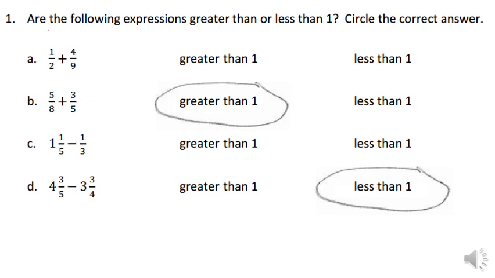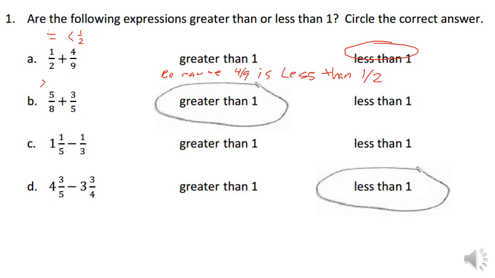Now, for A, we're going to compare both fractions to 1/2. We have 1/2, which is equal to 1/2, and we have 4/9, which is less than 1/2. So if I have a fraction that's half, and I'm adding less than a half, then it's going to be less than 1. The reasoning is because 4/9 is less than 1/2.